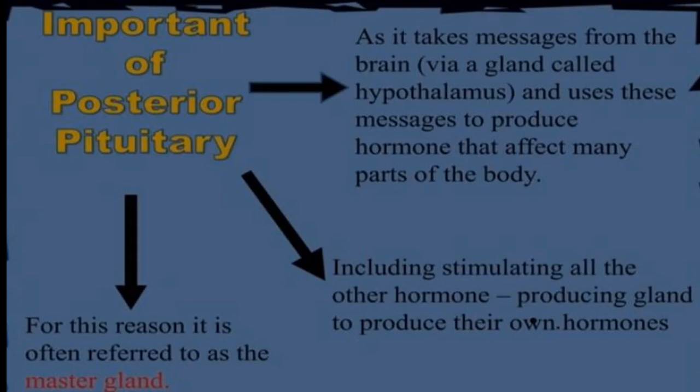Importance of the posterior pituitary: it takes messages from the brain and uses these messages to produce hormones that affect many parts of the body, including stimulating all the other hormone-producing glands to produce their own hormones. For this reason, it is often referred to as the master gland.